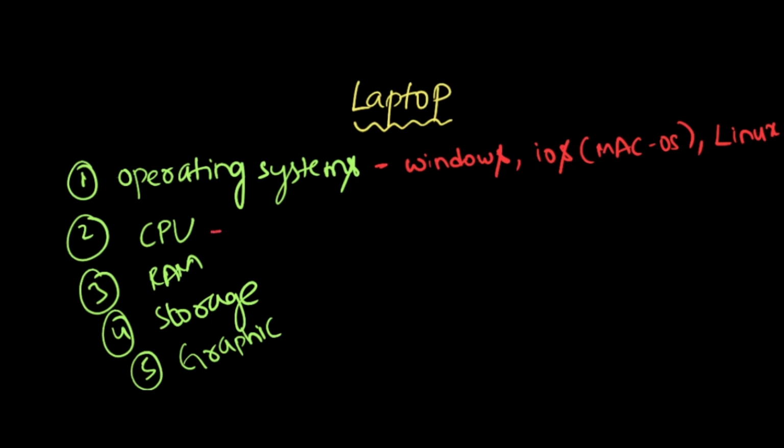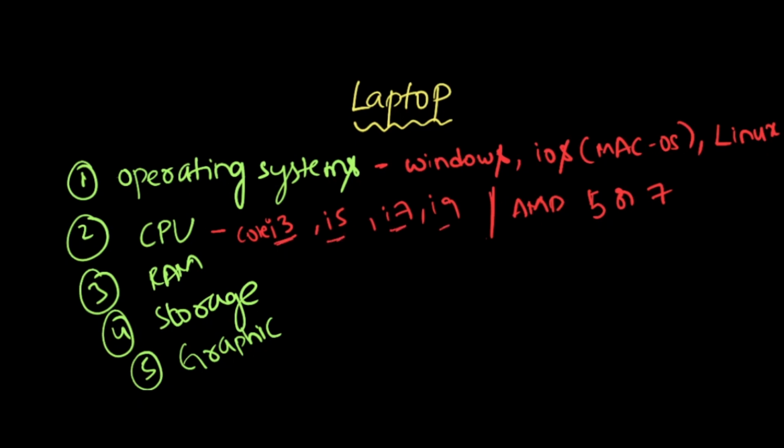Now coming to CPU, there is the i3 core. i3, i5, i7, i9 is the Intel variant, and another one is AMD. The AMD variant will have generations like 5 or 7. The generation keeps increasing; among i3, i5, i7, i9, i9 is the latest one.